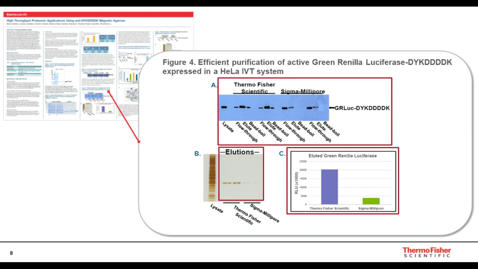Panel A shows a Western blot of the starting lysate, flow-throughs, eluates, and post-elution bead boils. Results for duplicate samples are shown, and all fractions were normalized by volume. Significantly higher yield was seen with the Thermo Scientific anti-flag magnetic agarose.